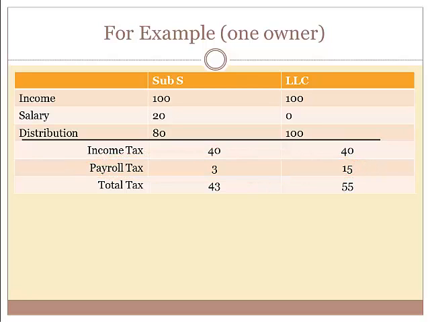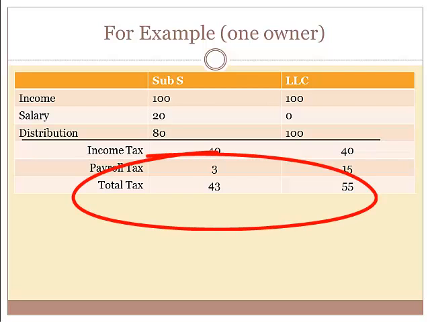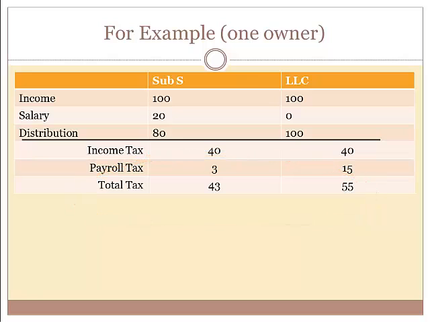Now, we can argue that this makes a difference because the other half of the taxes would be paid by the Subchapter S. Either way, the corporation is paying it, but still what the individual is receiving is different. The total tax then for the Subchapter S would be $43,000, whereas for the LLC, if it's structured that way, would be $55,000. So there can be a tax implication, a tax difference there, based upon this scenario.